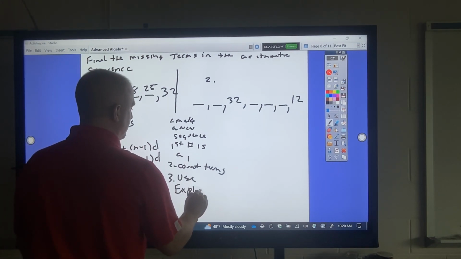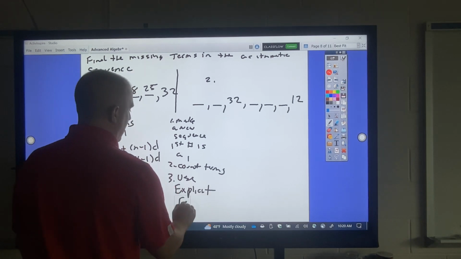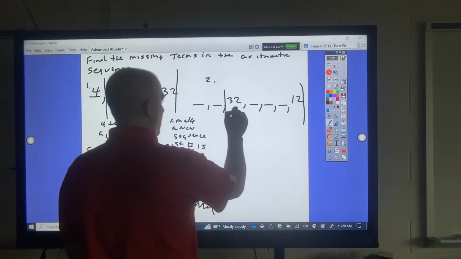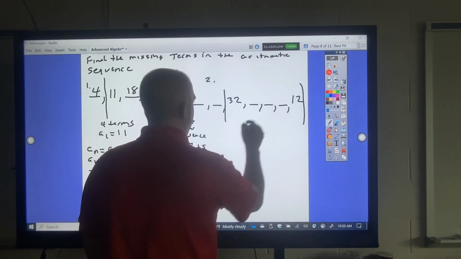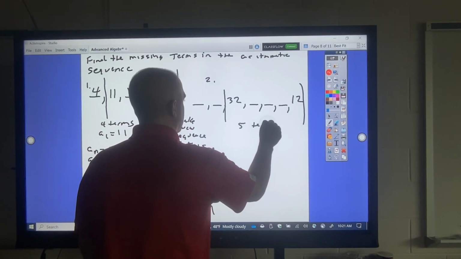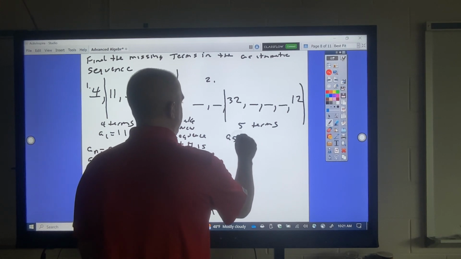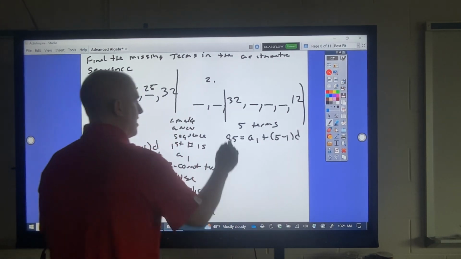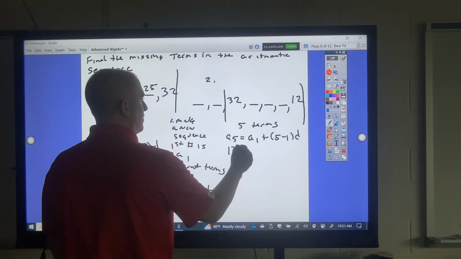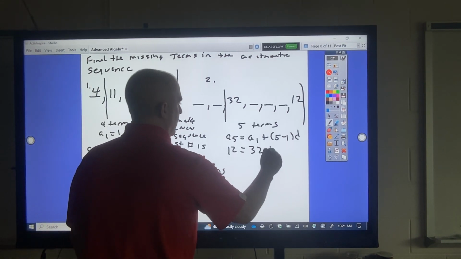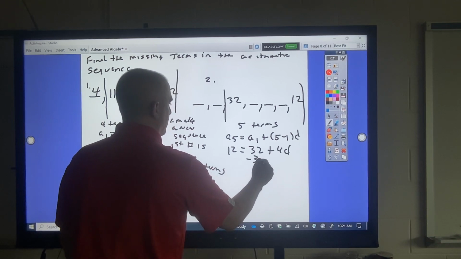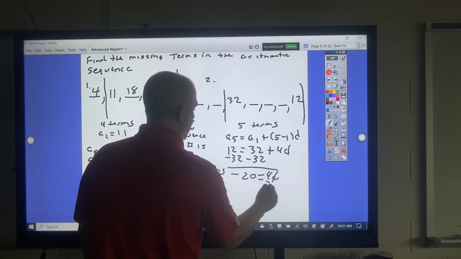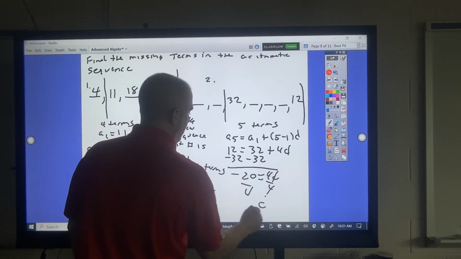So after I count the terms, I use the explicit formula. As you can see, the explicit formula helps a lot. Now I'm going to count 1, 2, 3, 4, 5. So I've got 5 terms. A_5 equals A_1 plus 5 minus 1 times d. A_5 now is 12, A_1 is 32, 5 minus 1 would be 4. Subtract 32, that's negative 20 equals 4d. Divide by 4, my difference is negative 5.